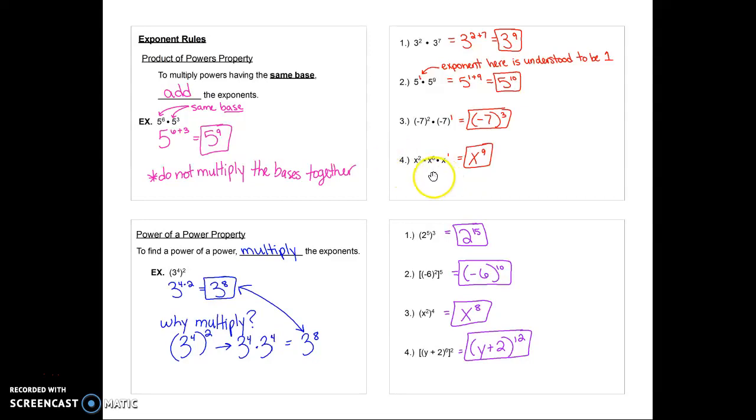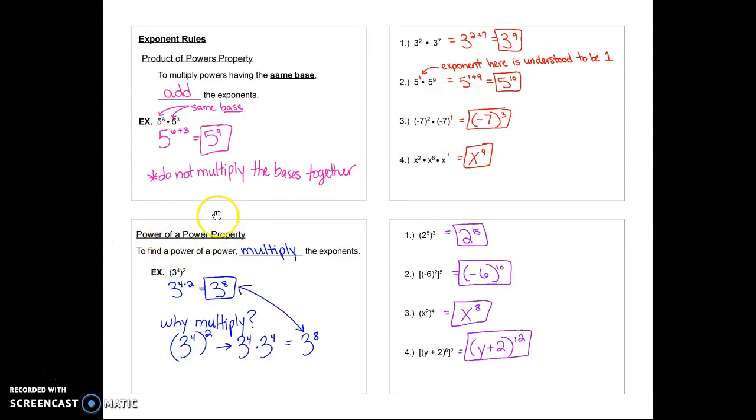Fourth example here, we have x to the 2nd power times x to the 6th power times x to the 1st power. Again, all of the bases are the same, so I can multiply them all together. My base stays an x, and I simply add my exponents. So 2 plus 6 plus 1 is 9. So your final answer is x to the 9th. So that's if you are multiplying bases together that are the same. If the bases are the same, you can add the exponents.